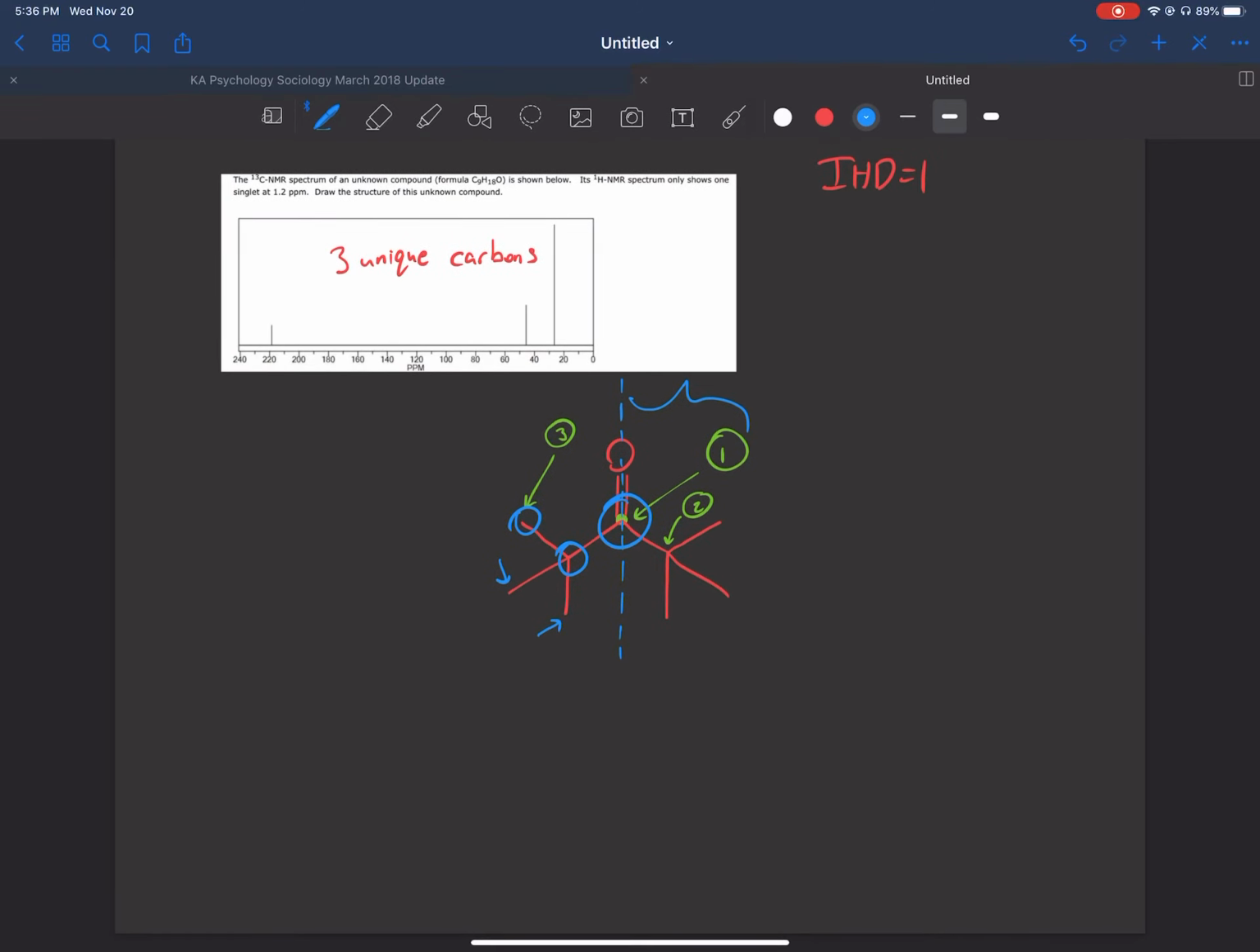In the next video, we're going to go into H-NMR, and then after that, we can go into how to do C-NMR and H-NMR together. Because a lot of times they will give you questions that give you both the C-NMR and H-NMR spectrums, and they'll ask you to figure out the structure using both.